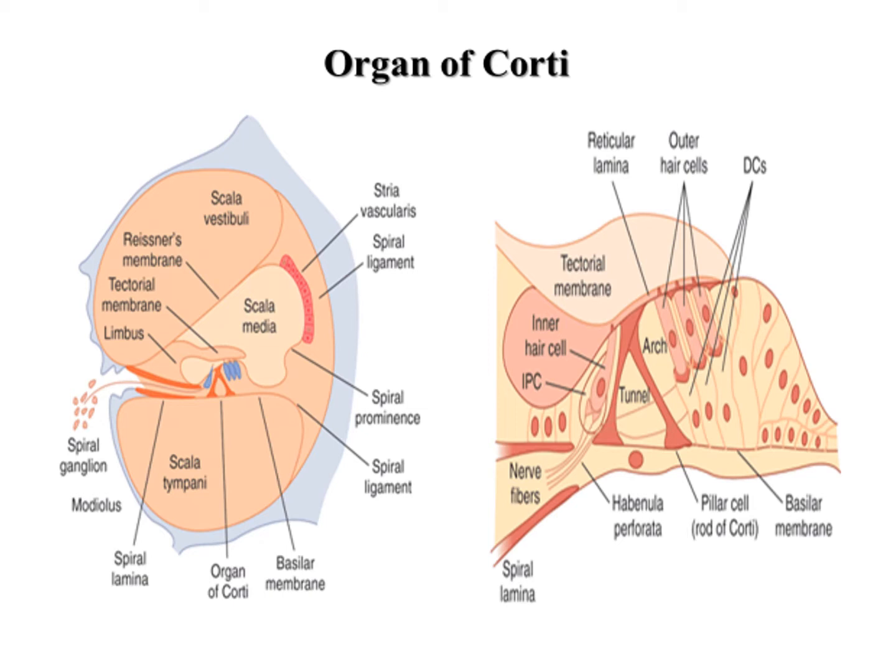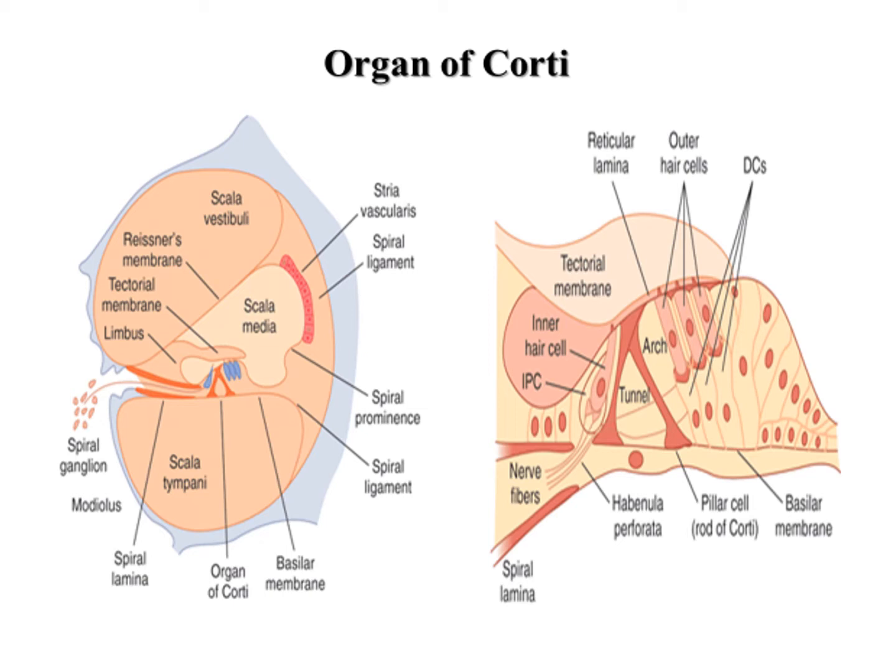Also important is the location of the spiral ganglion, which is the ganglion of the vestibulocochlear nerve, and another structure shown on the wall of the scala media, which is given the name of stria vascularis. This is the structure from which the endolymph is secreted.